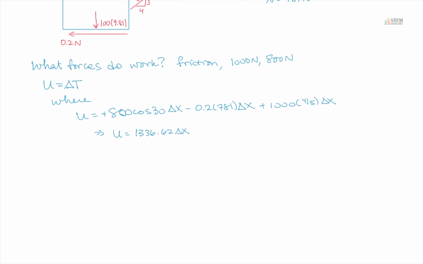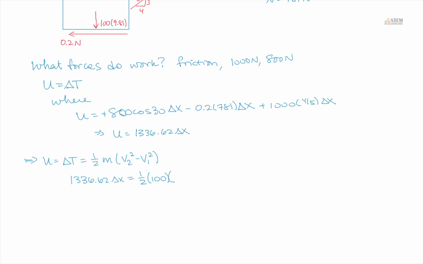Remember, delta T is the change in kinetic energy. So U is delta T. And remember what delta T is. It's 1/2 times the mass times your final velocity squared minus your initial velocity squared. So now we just basically need to put U on the left here. It's 1336.62 delta x. Set it equal to 1/2 times the mass. The mass was 100.